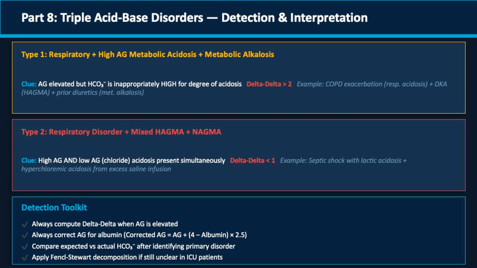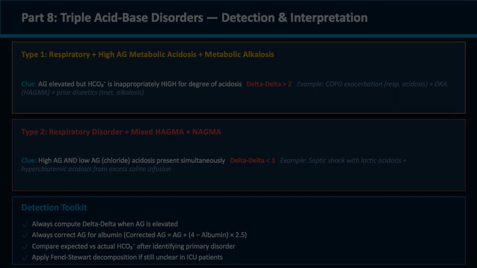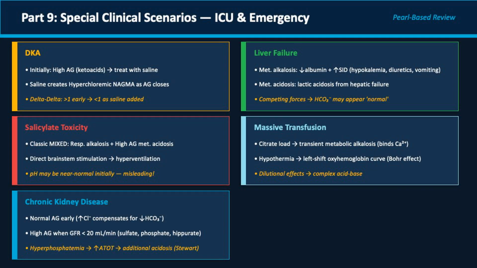So how to detect the triple disorder? Step 1 would be correct anion gap for albumin. Step 2 will be calculate delta delta or delta anion gap if anion gap is high. And step 3 will be, if you are still confused, run Fencl-Stewart approach.